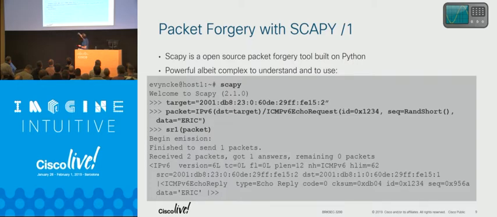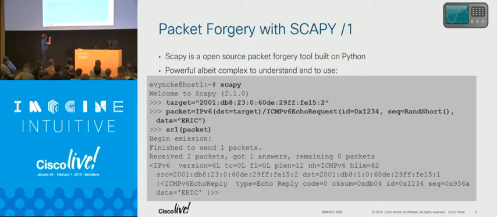In this case, I specify that the destination is target, right? The value I just assigned above. Then I use the slash. Slash in this context is about concatenating headers and values. So after my IPv6 header, I am creating an ICMPv6 echo request header. And again, default values, but here I selected, for instance, an ID 1234 and the sequence number, a random number.